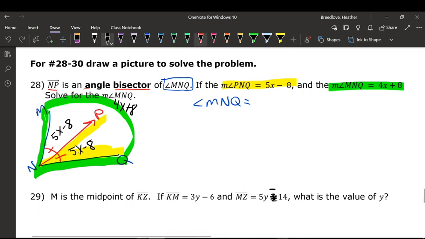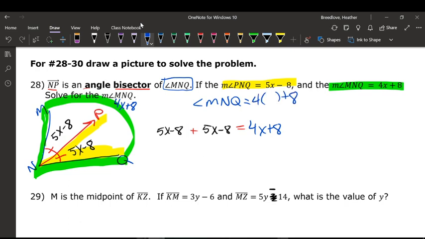And now I have an equation. Five x minus 8 plus 5x minus 8 is going to equal 4x plus 8. So this is also 4x plus 8. All right, so I have an equation.